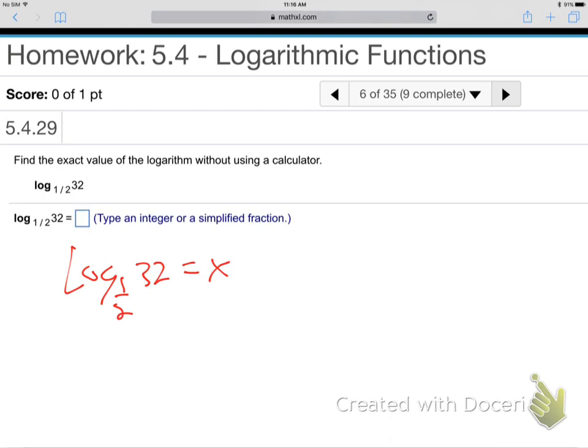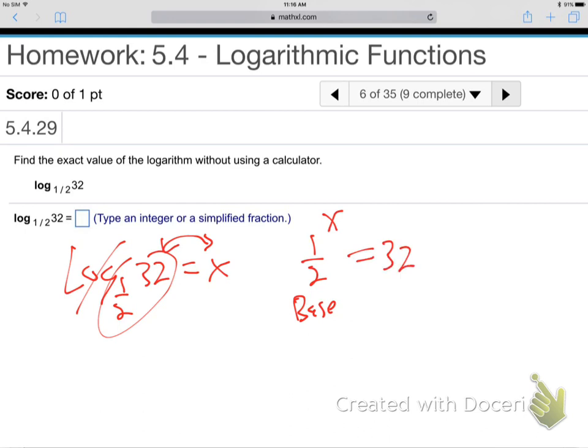So we put an x on the other side because they want the answer. Cross off the log. Base stays the base. The half is the base, right? That's the base. The other two switch, which means these guys switch. Instead of half to the 32 power, which is how it's made to look, they switch when you lose the log word, right? So a half to the x equals 32.